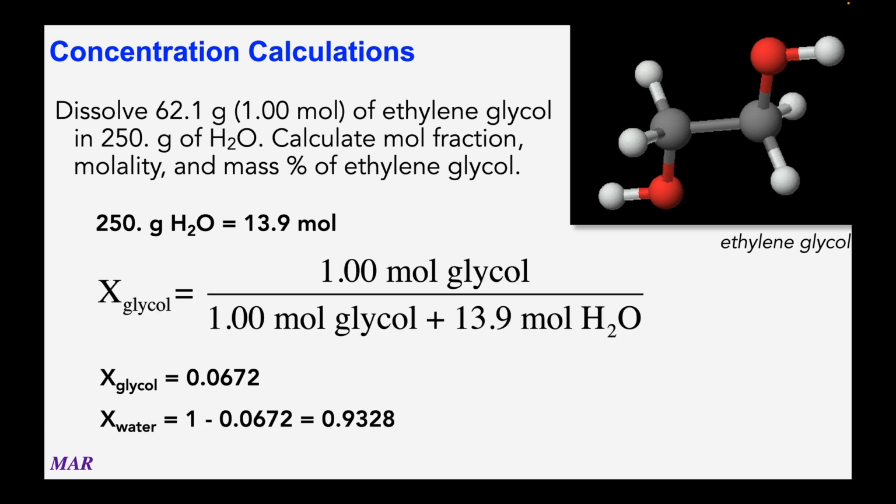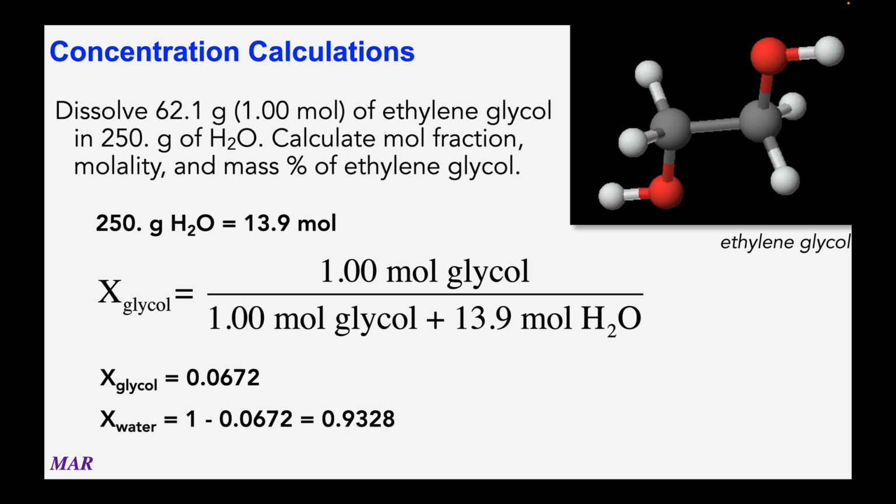So let's do the mole fraction of the ethylene glycol first, all right? So mole fraction of ethylene glycol, moles of the ethylene glycol, I'm just abbreviating glycol, divided by total moles. So 1 divided by 1 plus 13.9 would be like 1 divided by 14.9. Always calculate it, don't leave it in fraction form, 0.0672. That's the mole fraction of the solute.